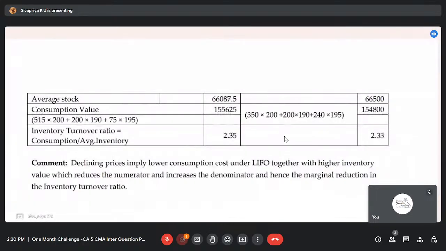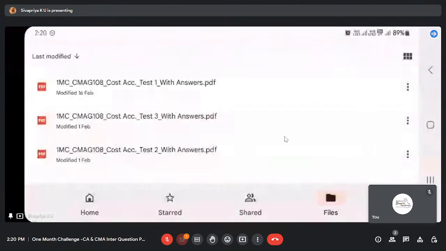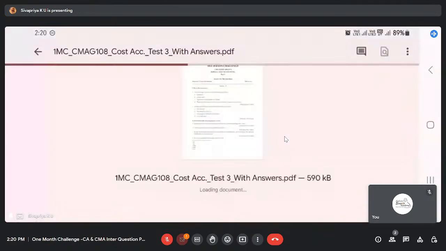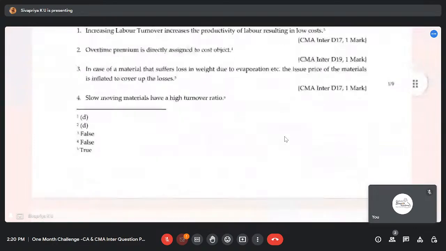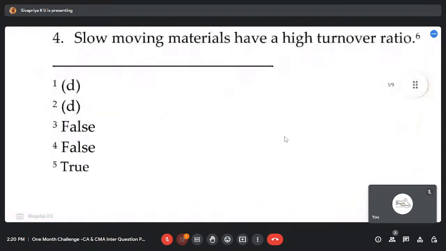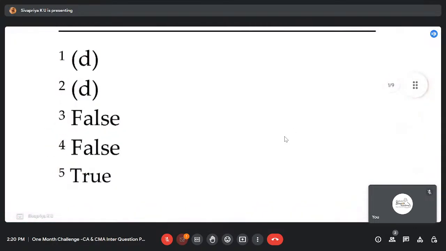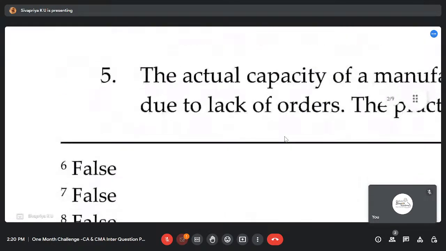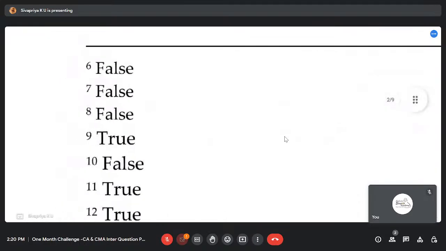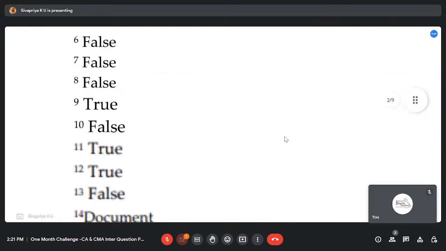.35 and under LIFO 2.33. So next one is test number 3. D for choose. Then for true or false, it is false, false, true. Then false, false, false, true, false, true, true, false.